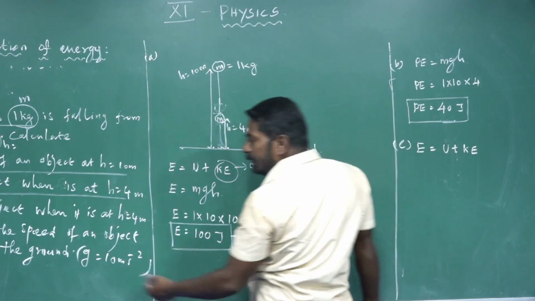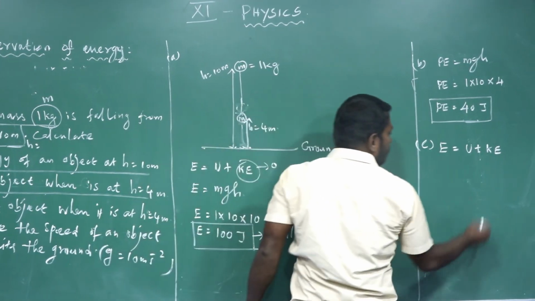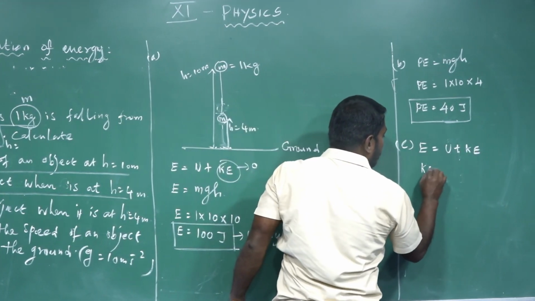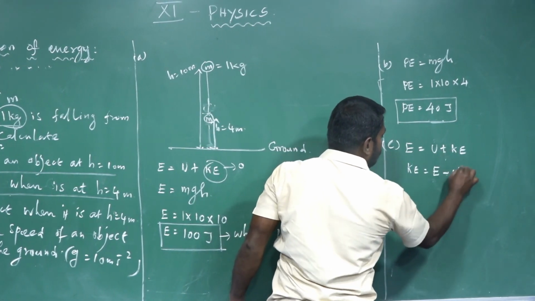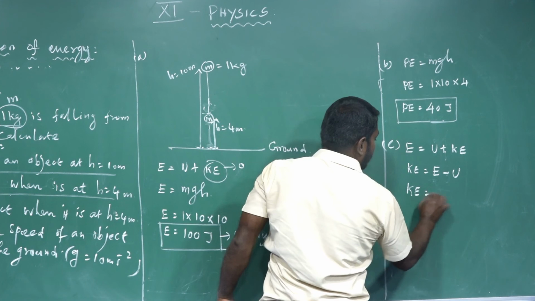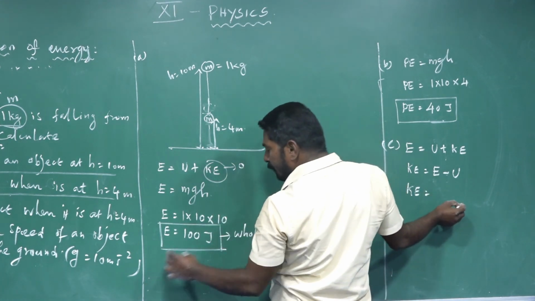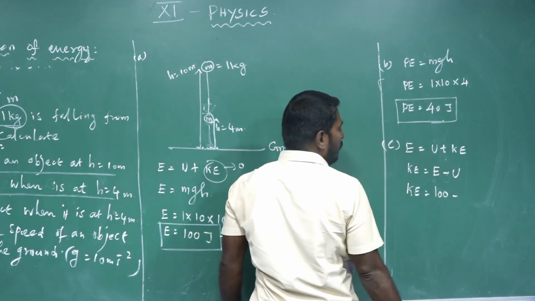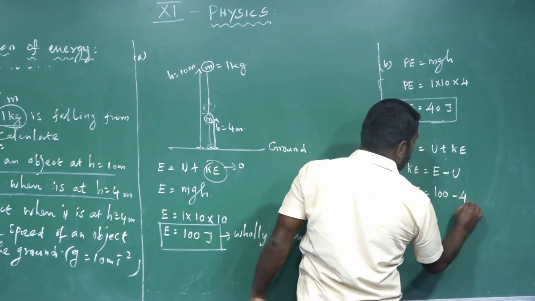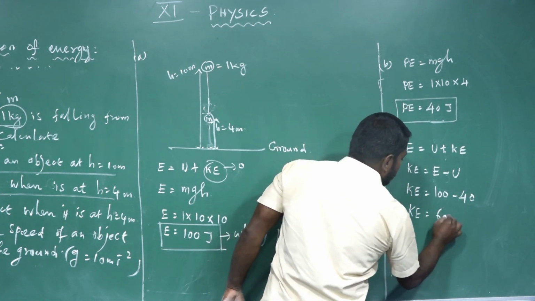Now we aim to determine, at the height of 4 meters, what is the kinetic energy of the object? Kinetic energy Ke is equal to total energy minus potential energy. Ke is equal to total energy, which we already found as 100 joules, minus the potential energy at the height of 4 meters, 40 joules. Then kinetic energy Ke is equal to 60 joules.